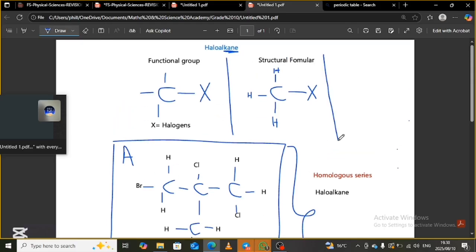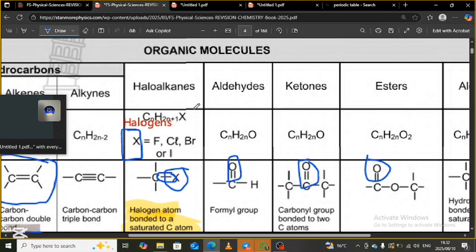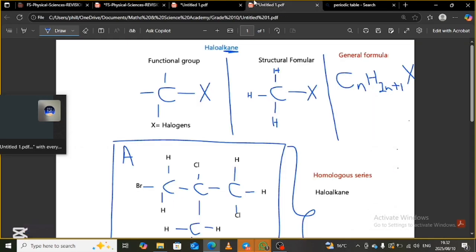Now let's take a look at the general formula of haloalkanes. The general formula of haloalkanes is given by the formula CnH2n+1X, whereby X represents the halogens such as chlorine, fluorine, bromine, or iodine.